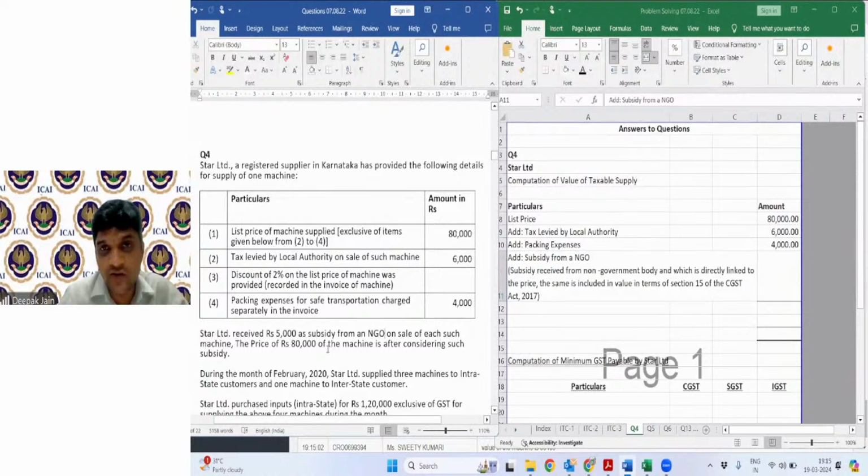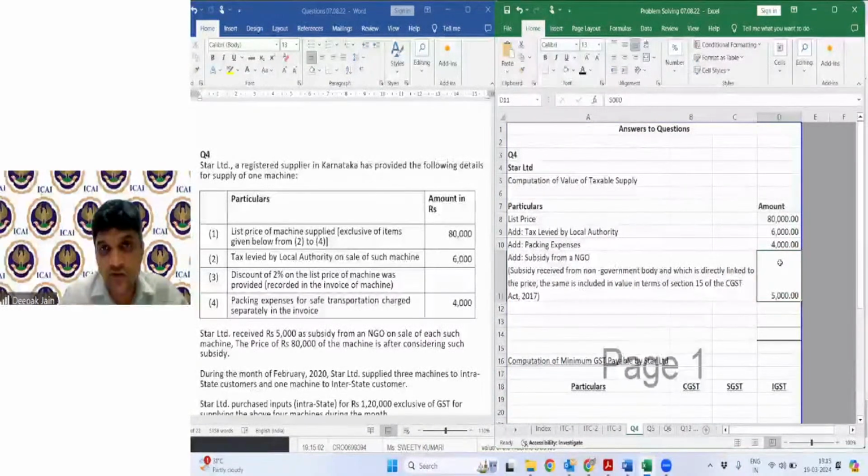मतलब 85,000 था, I've considered the subsidy, फिर I'm giving a list price of 80,000 rupees. So I have to add back this subsidy for the purpose of GST, because when I supply it, I will supply at 80,000 itself, but I'm getting a subsidy from an NGO. For GST purposes, I have to charge GST on this, so I have to add this. So I will add that. This is my total value. Now I have to reduce the discount.